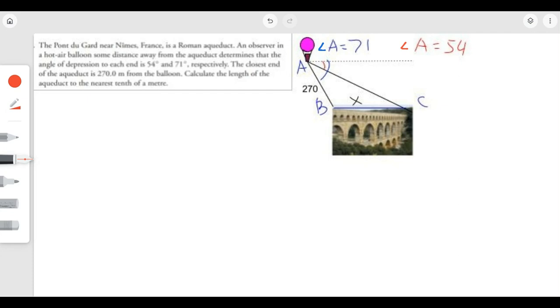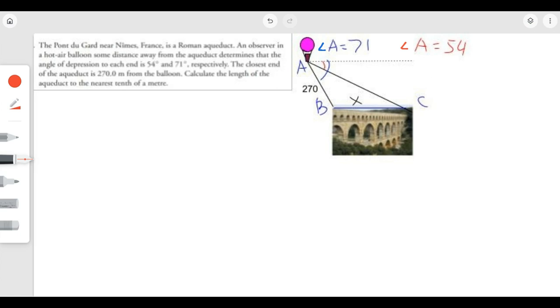In this video, we're going to apply sine law to solve the word problem. The Pont du Gard near Nimes, France, is a Roman aqueduct. An observer in a hot air balloon, some distance away from the aqueduct, determines that the angle of depression to each end of the aqueduct is 54 degrees and 71 degrees respectively. The closest end of the aqueduct is 270 meters away from the balloon. Calculate the length of the aqueduct to the nearest tenth of meters.